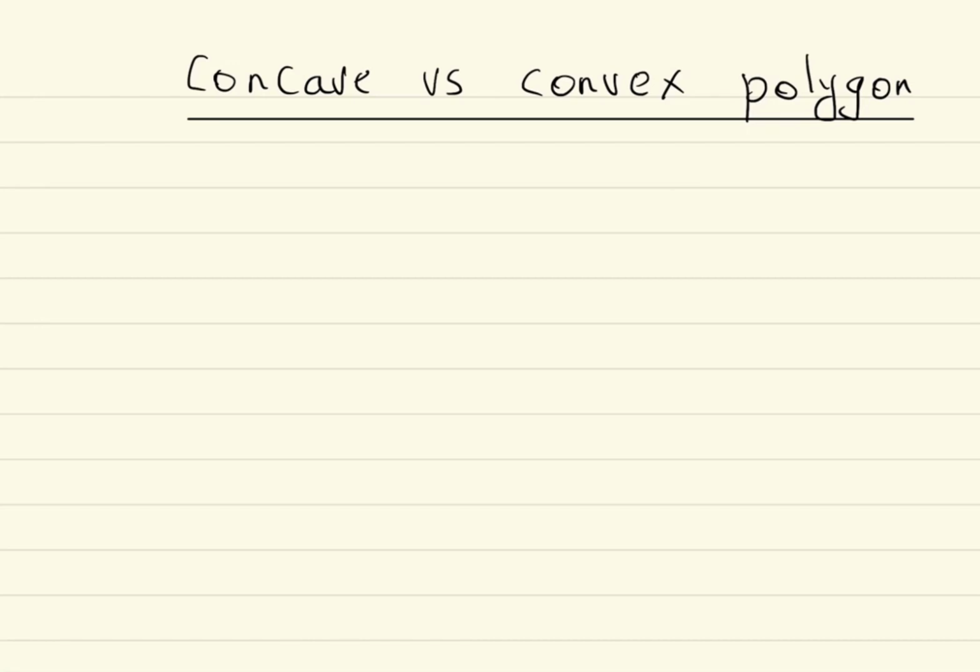Today we're going to learn what a concave and convex polygon are, and more importantly, how to identify the difference between a concave and a convex polygon. So let's start with a simple shape like this. Just excuse my horrible drawing.